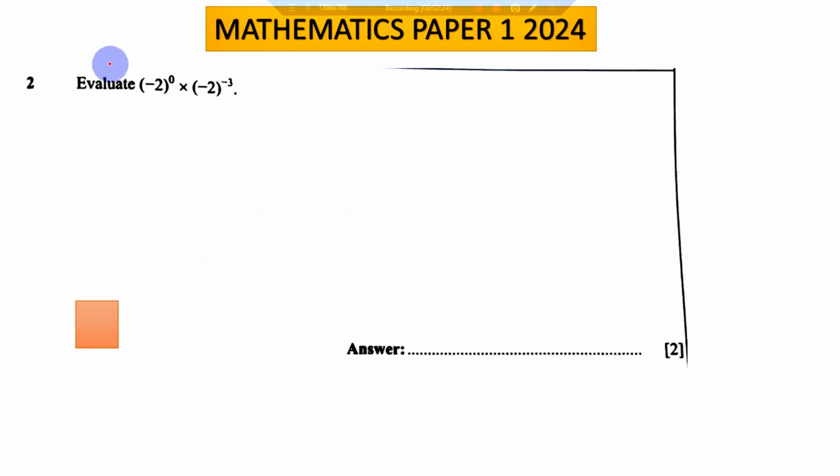Okay, question 2. Evaluate -2 to the power 0 times -2 in brackets to the power -3. In this case, we're going to use indices. When we look at the first part there, any number to the power 0 gives us what? It's always 1, apart from 0. So the -2 in brackets to the power 0, that's 1. And then times -2 in brackets to the power -3.